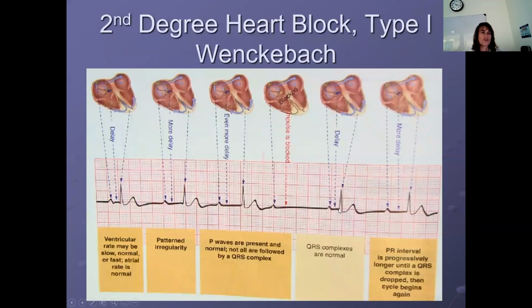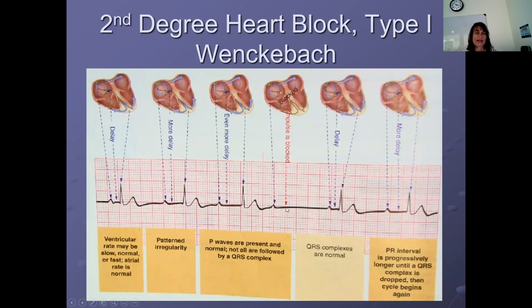All right, so here's a picture, and when you're looking at the PR interval, right here, it looks like 6 boxes. So yeah, right away you think, oh, okay, we've got a really long PR interval. But then when you look here, you notice that it's even longer than the one before it. And then you look here and you see it's even longer than the one before that. Then you see a P wave and there's no QRS that follows.